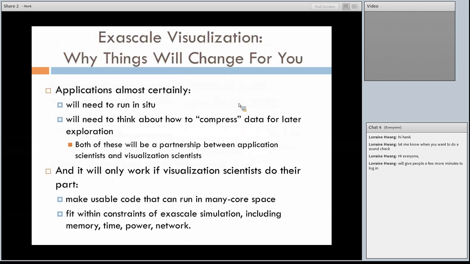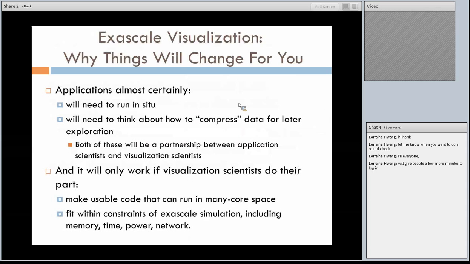What are the in situ models that work for you? What can we make work on that side? And in terms of how to compress data, that's a domain-specific thing. And so the best ideas about how to compress data will probably come from application scientists like yourself.